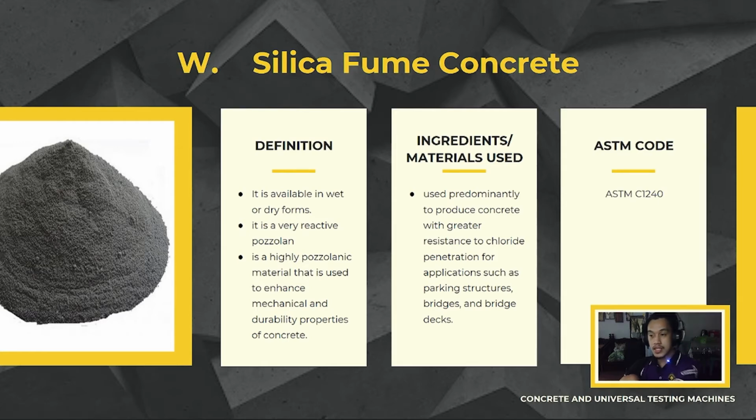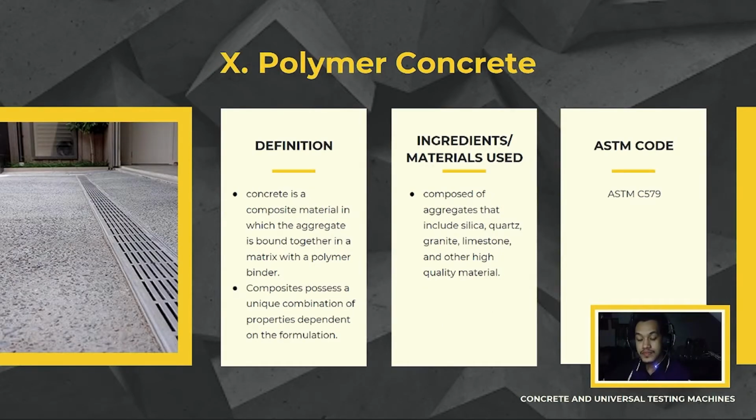Sa United States, ang silica fume ay ginagamit para mag-produce ng greater resistance to chloride penetration, lalo sa application tulad ng structure sa parking, bridges, and bridge decks. At ang kanyang ASTM code ay ASTM C1240. So, next ay polymer concrete.